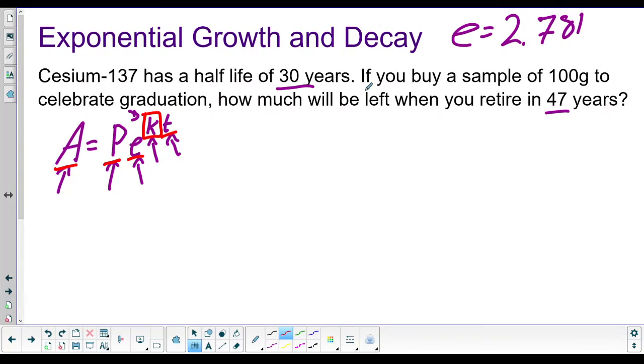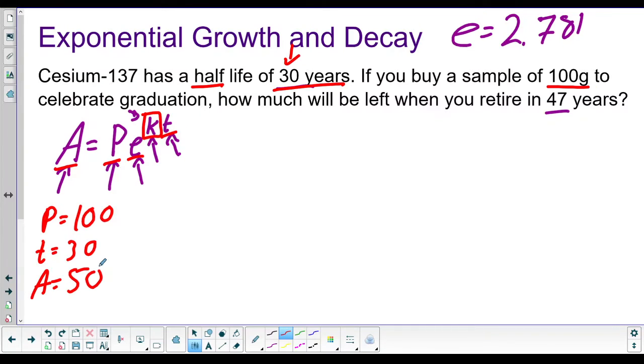So let's go find those numbers first. Our starting amount, it says you buy a sample of 100 grams. So our starting amount is 100. Now it tells us the half-life is 30 years. This sounds like a time to me. So t equals 30. And what half-life means is after these 30 years, you will have half of what you started with. So if we start with 100, we're going to end with 50.